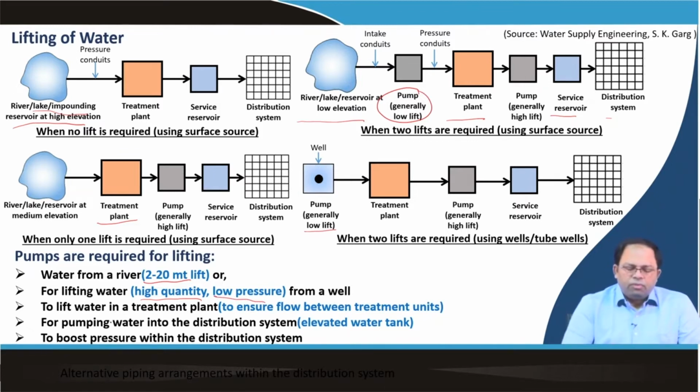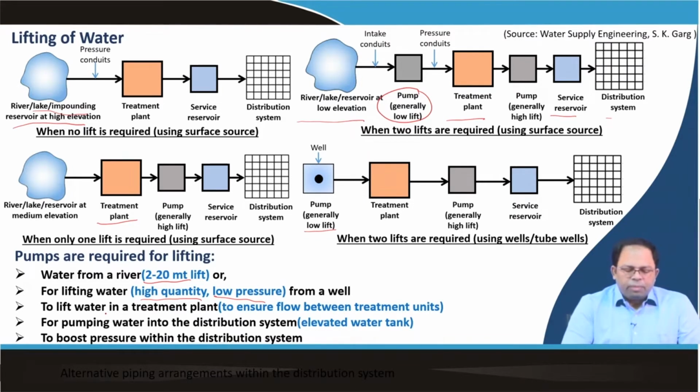Or we want to lift water inside a treatment plant. If a treatment plant has several processes, maybe sedimentation, then coagulation, and many other processes, and if the treatment plant is set up in an undulating terrain, we may need to even lift the water within the treatment plant. And sometimes when we use rapid gravity filters also, we have to lift the water a little bit up and then allow the water to flow down. So, in that case also we need to lift the water. So, that is also where some pumps may be required.